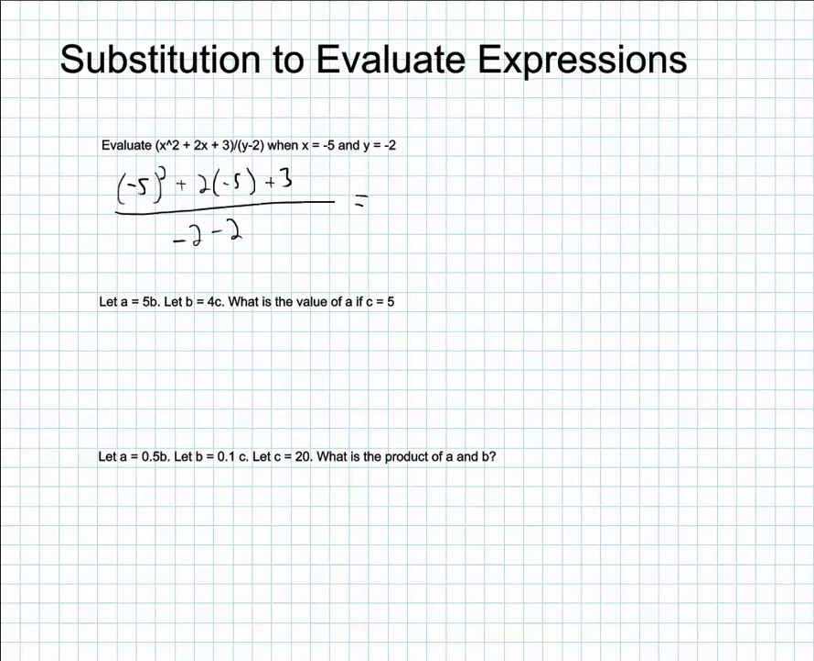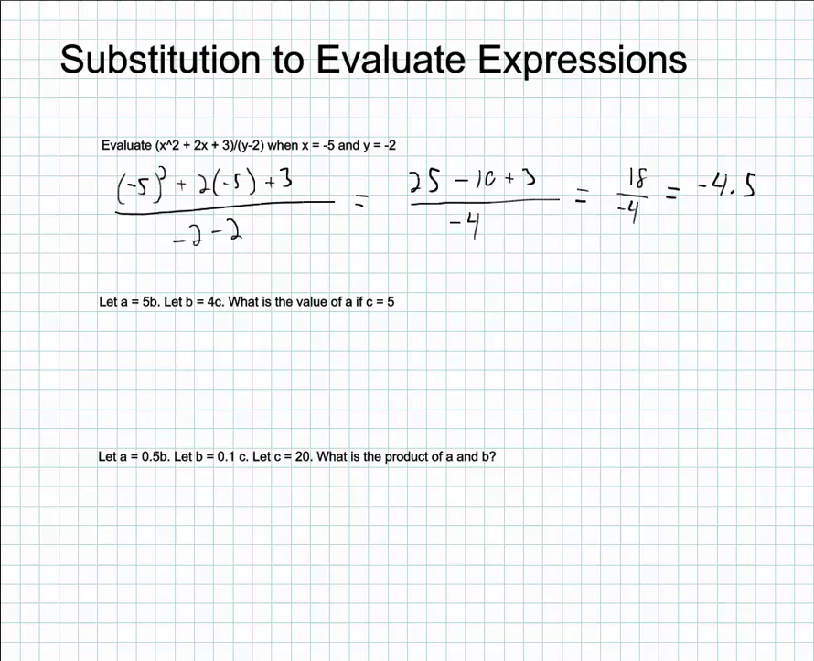So -5 squared is just 25, plus 2 times -5, so that is -10, plus 3, over -2 minus 2 is -4. So let's simplify it further. 25 minus 10 is 15, plus 3 is 18, over -4. And that should be -4.5. So -4.5.